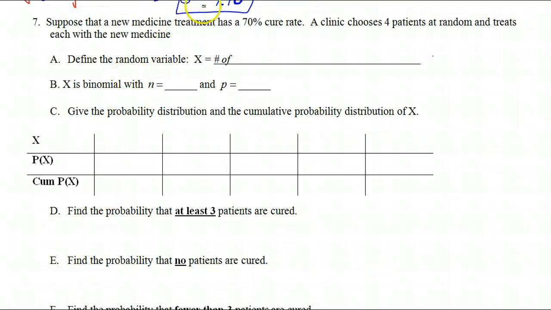Okay, suppose that a new medicine treatment has a 70% cure rate. A clinic chooses 4 patients at random and treats each one with the new medicine. Define the variable x, the number of. Okay, well, look at the percent they gave us. It's cure rate. So that means we're talking about the number of people that are cured. So there you go.